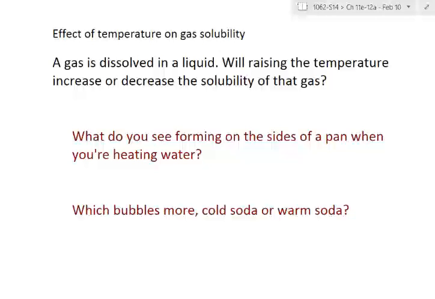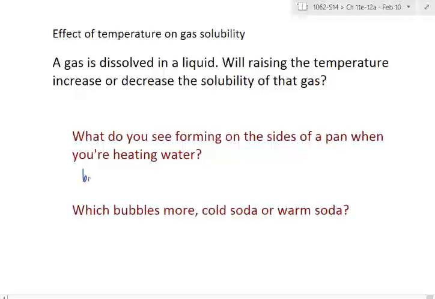Well before it boils, when its temperature is only about halfway up to boiling, what do you see on the inside of the pan? You see tiny little bubbles that go sort of all the way around on the bottom and on the sides. What do you suppose is in those bubbles? Yeah, it's nitrogen and oxygen. It's the dissolved gases that were in that water, right?